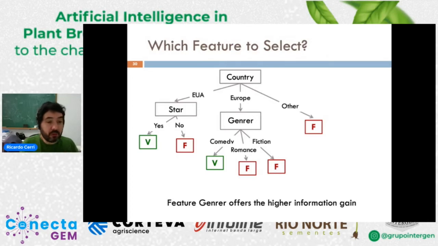So with this toy data set, I can show you how to use an algorithm to construct decision trees for a given prediction task. So we can extrapolate this to SNPs. Each feature here, country, star, or gender, could be a SNP with all its different values. But the process would be the same.